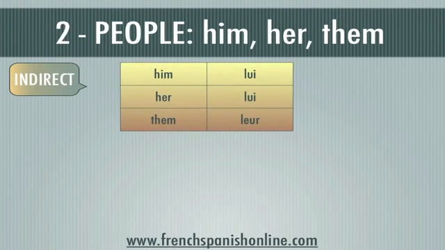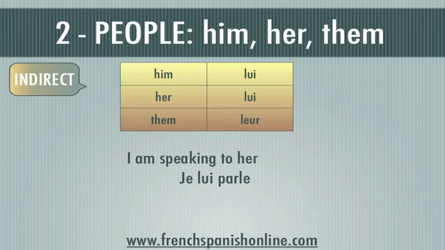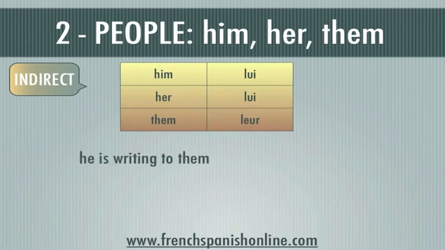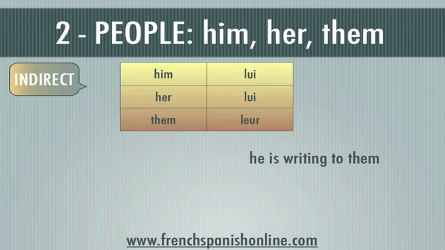Him becomes lui in French, but her too, lui. And them is leur. I'm speaking to her. So her is an indirect object here, so we are going to use lui, placed before: je lui parle. Okay? He is writing to them. Them is leur, before: il leur écrit.